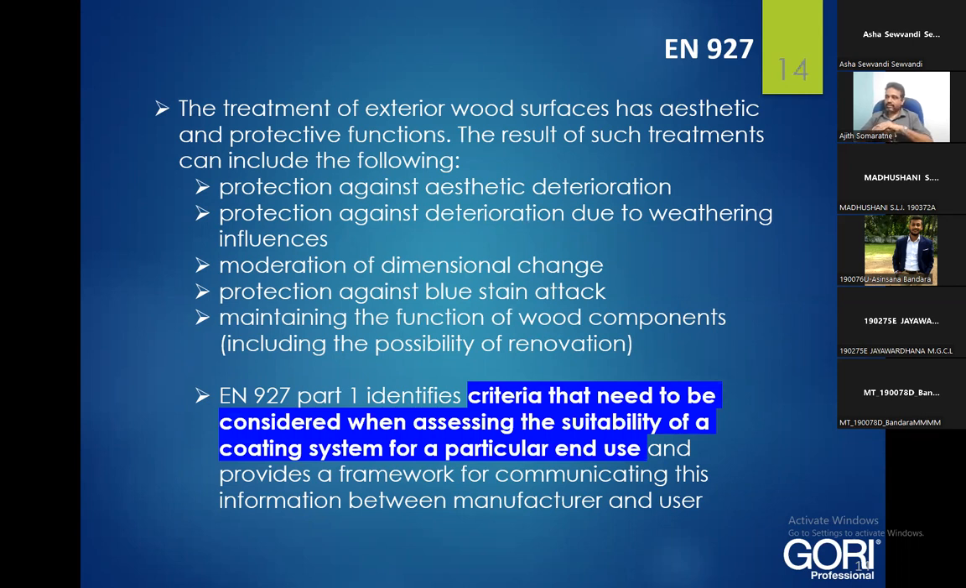Actually, part one identifies the criteria that need to be considered when assessing the suitability of a coating system for a particular end use. When we are talking about a wood coating, wood protection coating or a paint, there are several performance factors we are expecting. One is protection against aesthetic deterioration, right? The other one is protection against deterioration due to weathering influences, right? We discussed the degradation factors. So you know, what are the weathering amounts.